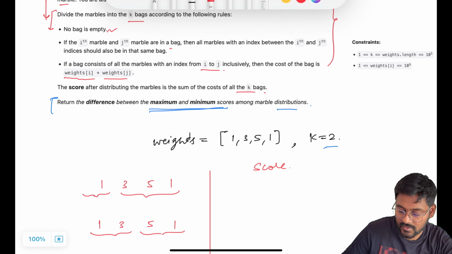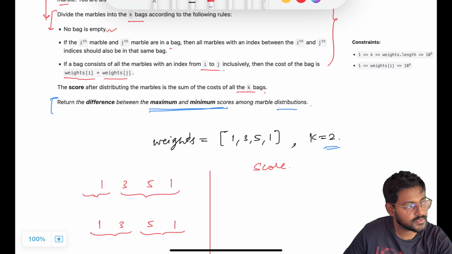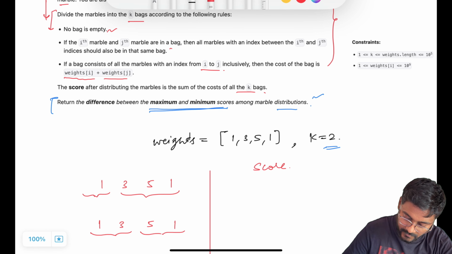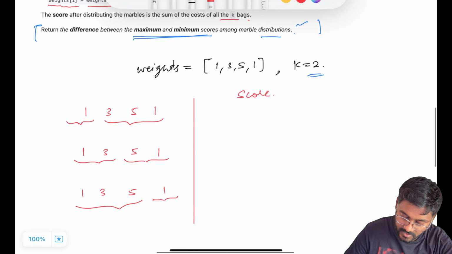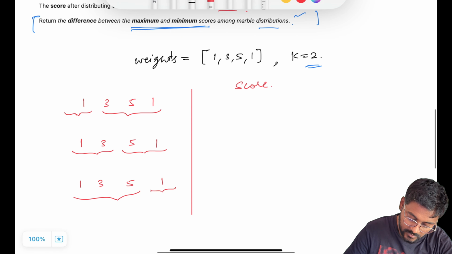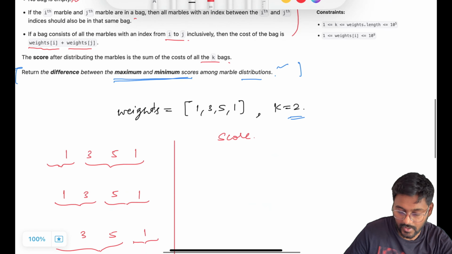It is not always distributing into 2 bags, it can be 4 bags. In those 4 bags, 2 are the maximums, 2 are the minimums. So we just have to return the difference between those values. Okay, now let me show you what is given to you. Okay, now let's come to an example.